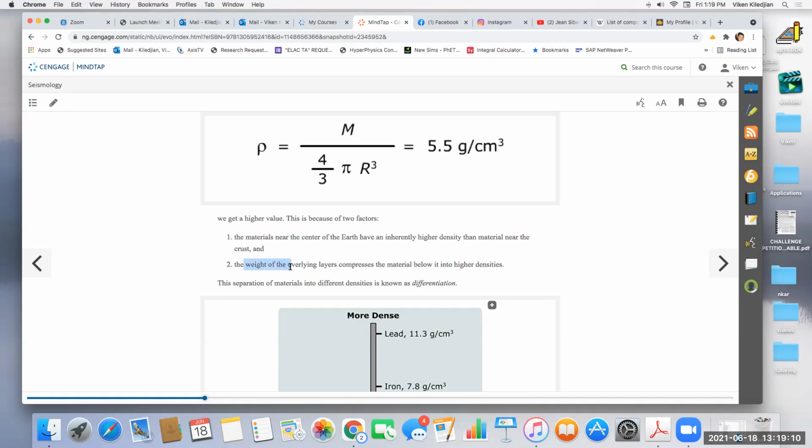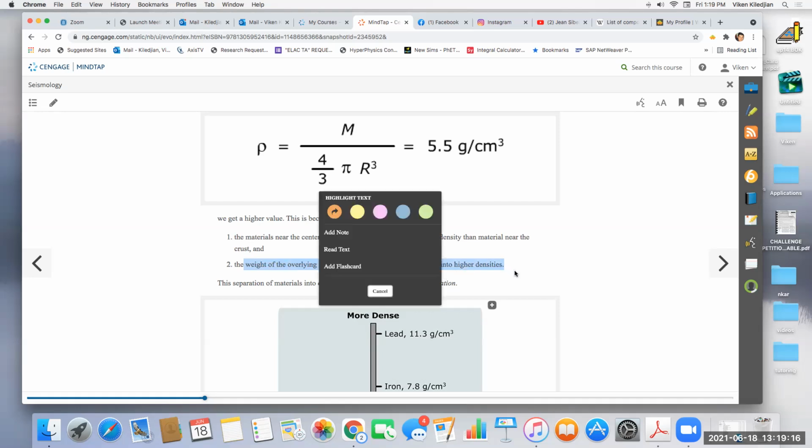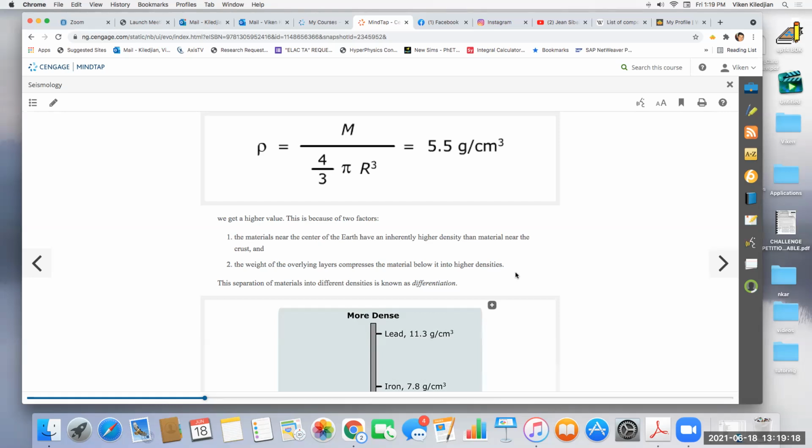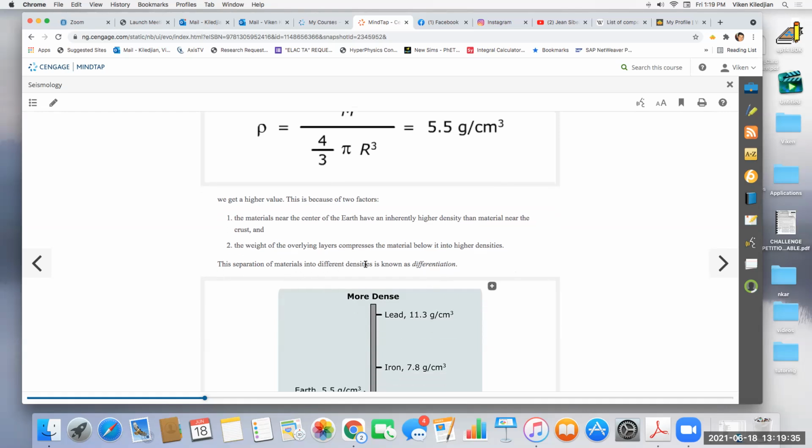Then the second one is the weight of the overlying layers compresses the material below it into higher densities. That also causes the density of the core to be higher because you've got all the weight of the object on top of it pressing down on it, so it compresses it into a smaller volume. By doing that, it makes the density even higher. This separation of materials into different densities is known as differentiation.